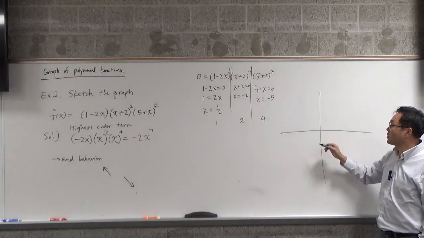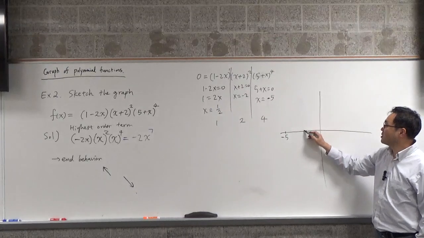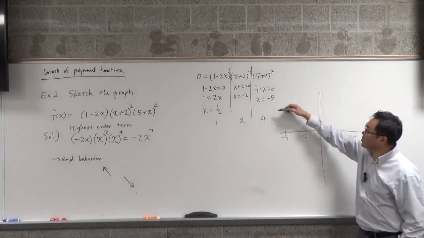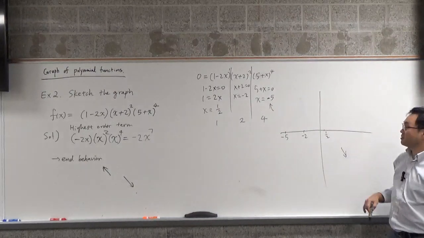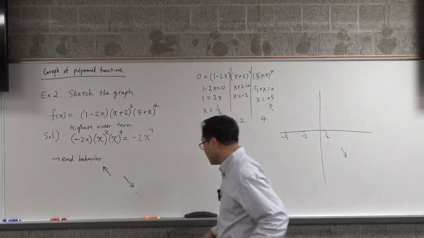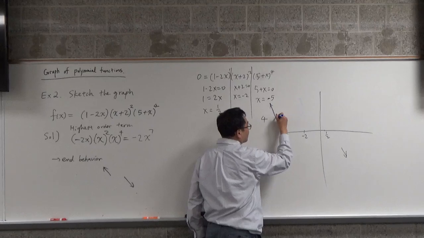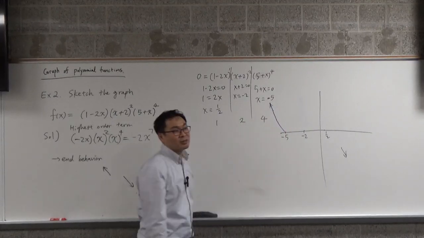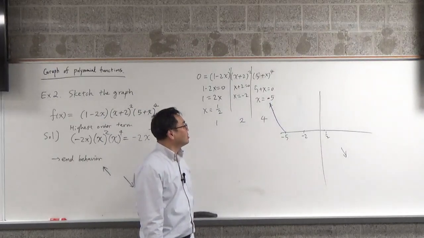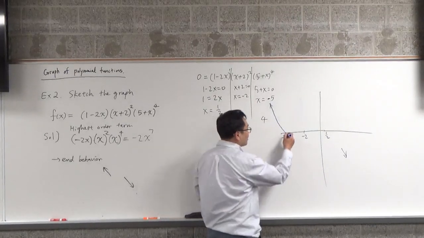Let's try this. You have negative 5 over here. Let's say this is negative 2. 1/2 is pretty close here. And the end behavior is that way and that way. So you have to start from up there. Comes down to hit negative 5. What happens? Bounces back or passes through? Fourth power. Even. Bounces back.